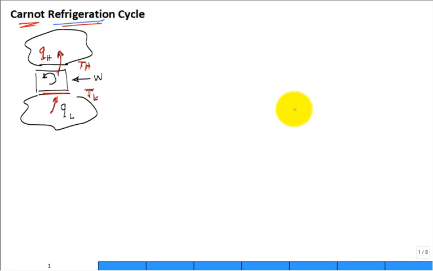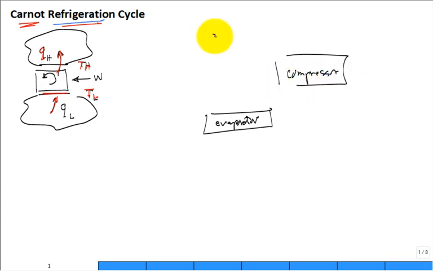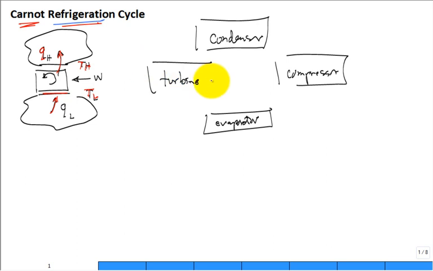Okay. Well, how do we make this system work? Well, first of all, what we'll have is an evaporator. And then we'll have a compressor. And then we'll have a condenser, and then we'll have a turbine. And they set it up such that it flows not in the clockwise, but this is interesting, isn't it? It flows in the counterclockwise direction, doesn't it?